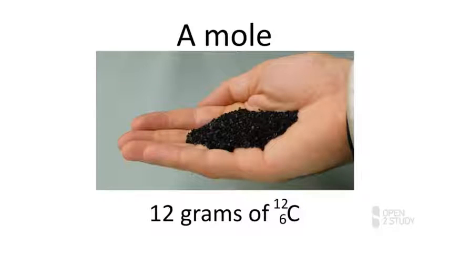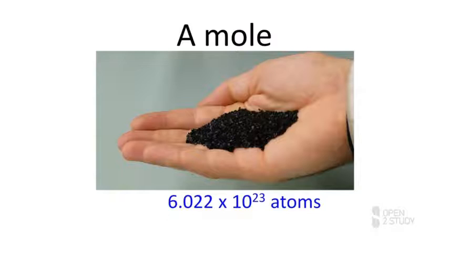Where did this number, the mole, come from? It's the number of atoms that we find in 12 grams of carbon-12. So you can see here, I'm holding a handful of carbon-12. So that's 12 grams that I've got there in my hand. A mole is however many atoms I have in my hand, right there. How many atoms am I holding there? I'm holding 6.022 times 10 to the 23 atoms. That's a lot of atoms, just in one handful of carbon-12. This is our measure of a mole.